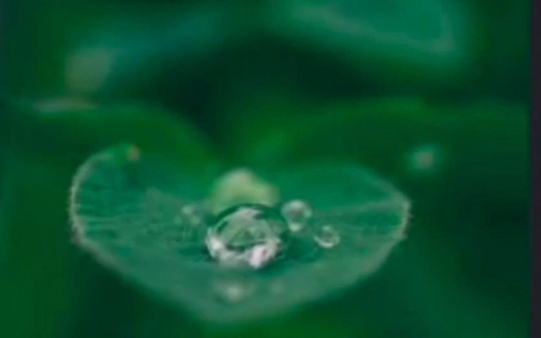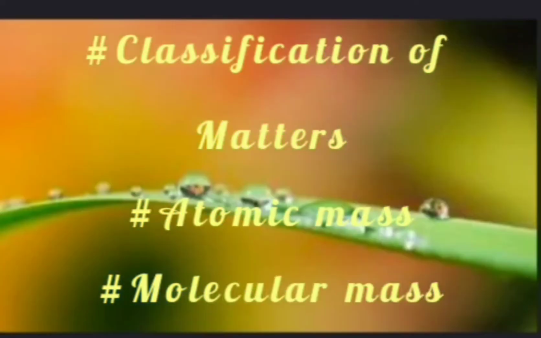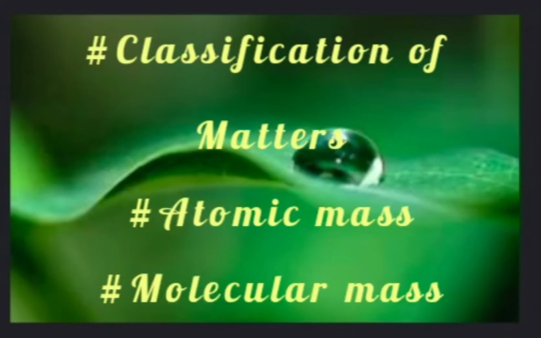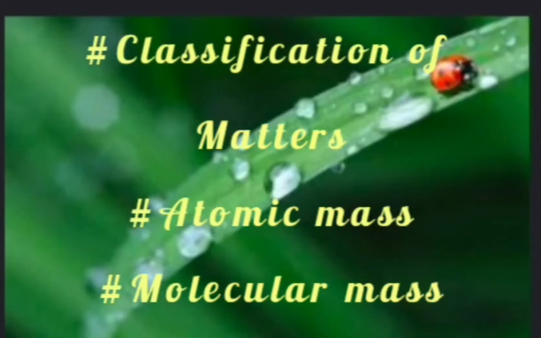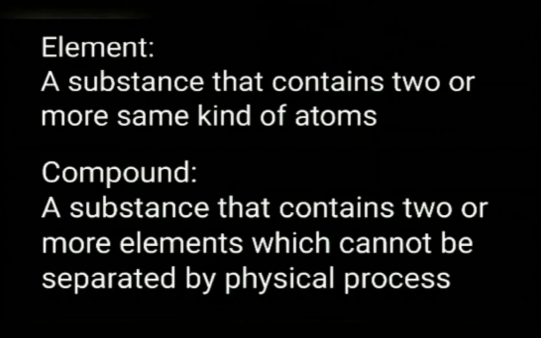In the previous class, we learned classification of matter, atomic and molecular mass. With the use of these concepts, today we are going to work out some problems under that concept. Let's see Evaluate Yourself 1. By applying the knowledge of chemical classification, classify each of the following into elements, compounds or mixtures. Before classifying the following, let's recall our ideas about element, compound and mixture.